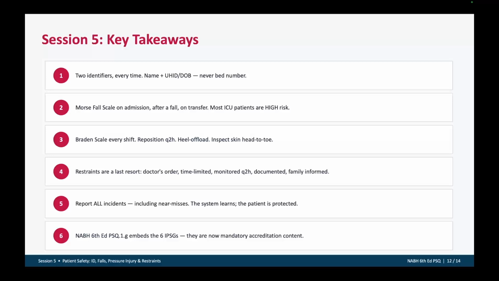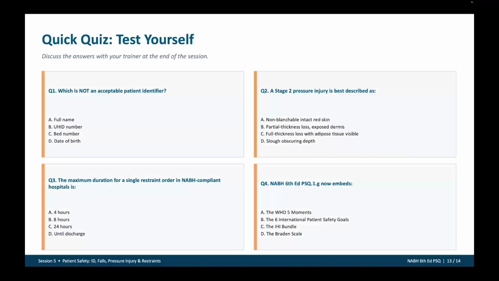Restraints are a last resort. Doctor's order, time limited, monitored 2 hourly, documented, and family informed. Report all incidents, including near misses. The system learns, the patient is protected. NABH 6th edition Patient Safety and Quality 1G embeds all 6 IPSGs and they are now mandatory accreditation content.